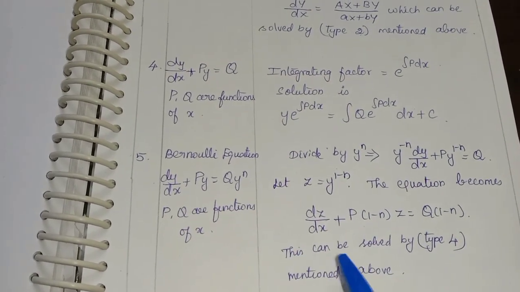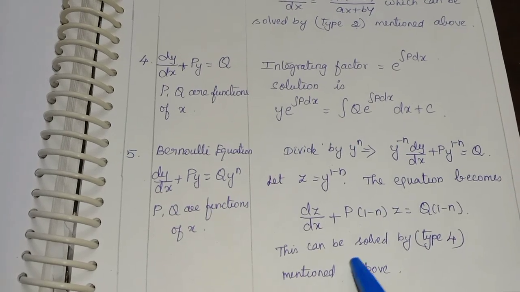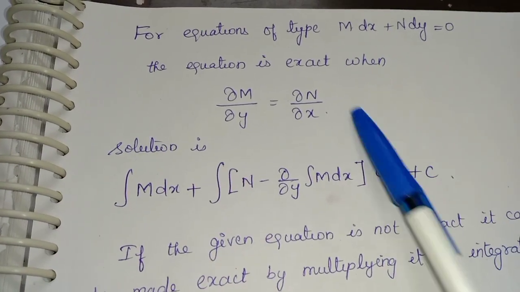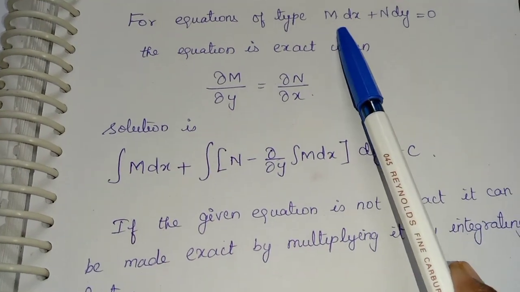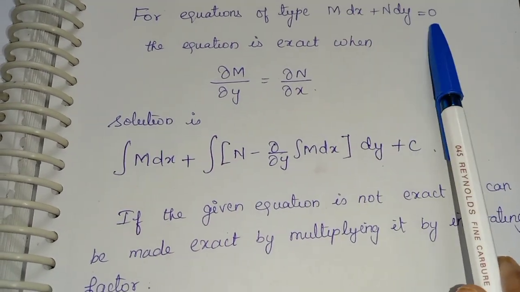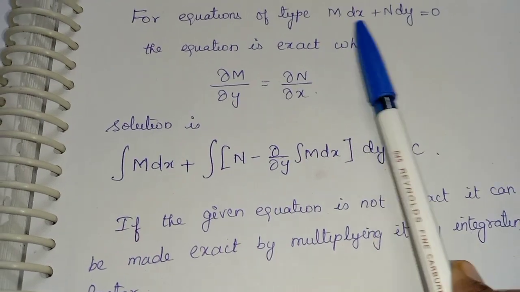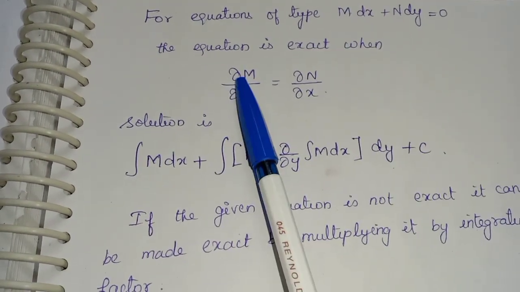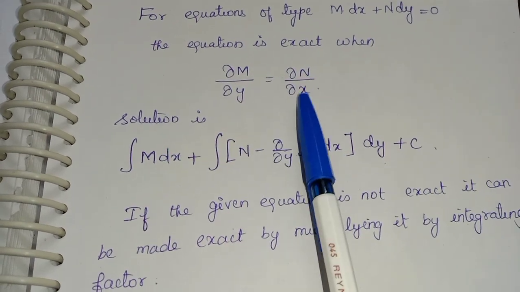One more type we have, that is by using exactness of the differential equation. See, suppose the given equation is of the type m dx plus n dy equal to 0, then this equation is said to be exact when this condition is satisfied: dou m by dou y equal to dou n by dou x.